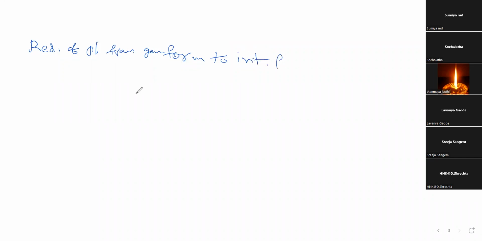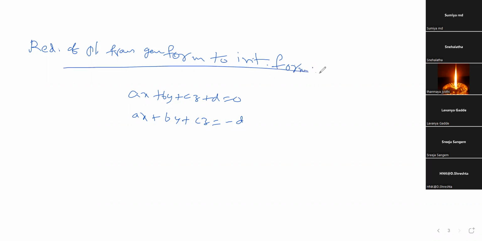For example, if you are given a plane equation like this, ax plus by plus cz plus d equals 0, then our immediate work is to bring this constant to the RHS, so it takes the form ax plus by plus cz equals minus d. This technique, the conversion of general form to intercept form, is helpful in solving problems. In so many problems, we will get this type of situation.